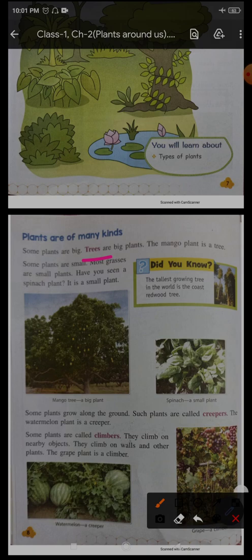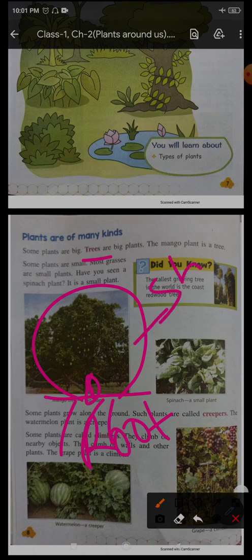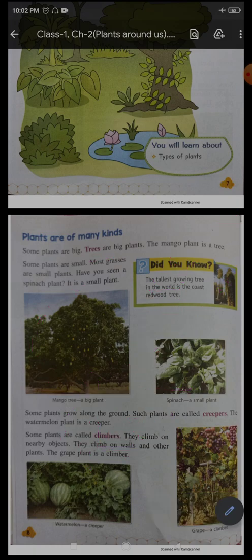A tree has a long, thick, brown, woody stem, and this stem is called the trunk. The part under the soil that we can't see with our eyes is called the root, and the upper part that we can see is called the shoot system. In further classes you will read about the parts of the plant: what is root, what is shoot, and all the parts of the shoot also. So this is called a tree, a big plant.